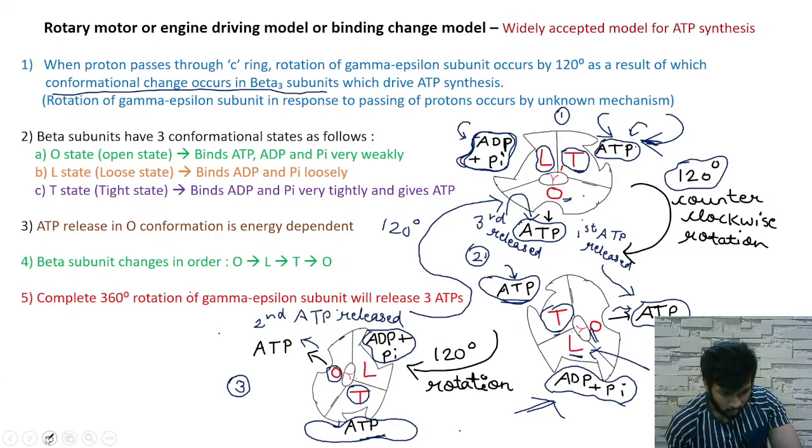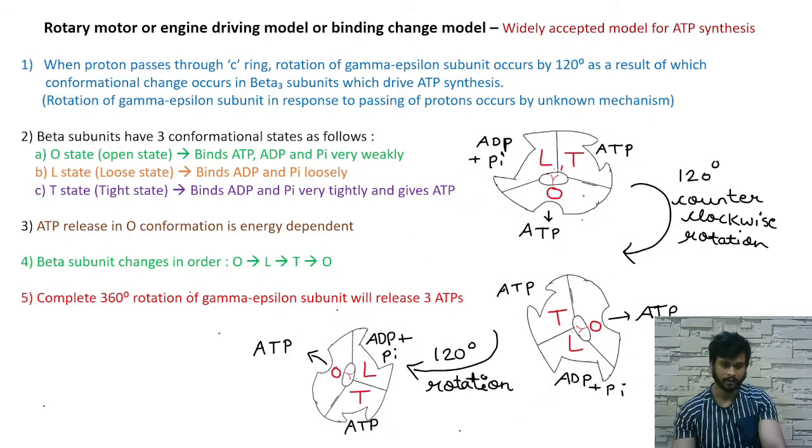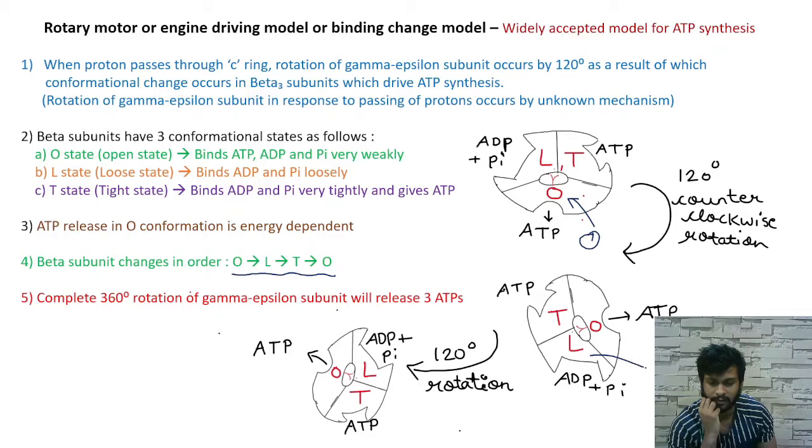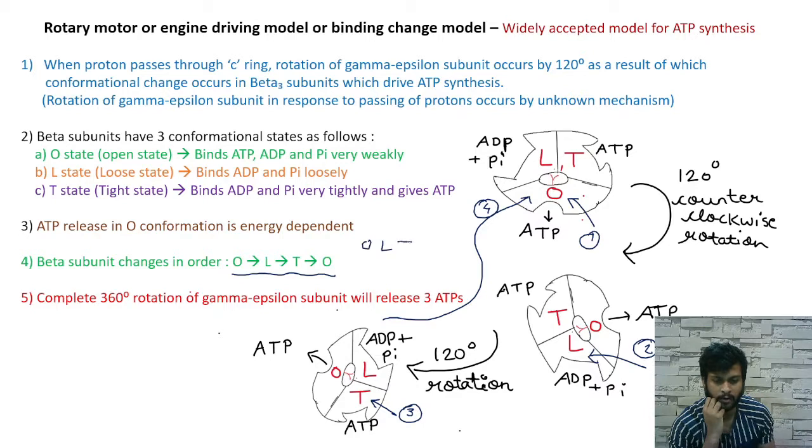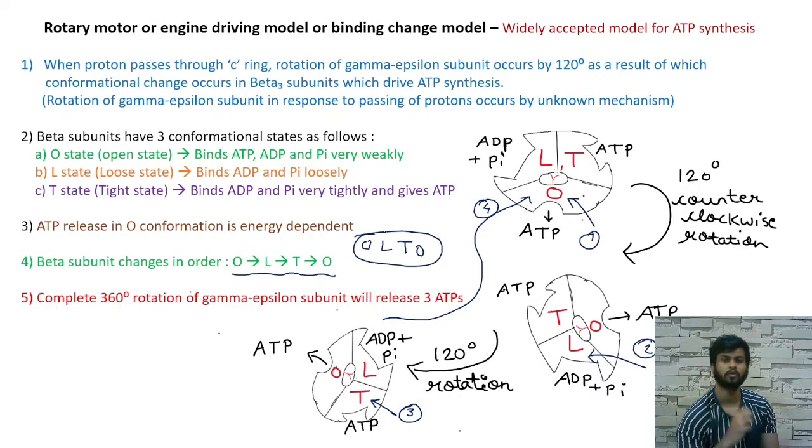And we can also observe one important thing, that the beta subunit conformation changes in the order OLTO. See, this O is first, then this L, then this is T, and then again O. The order is OLTO. So a question can be asked in the exam. Okay, you need to remember this. Easy.